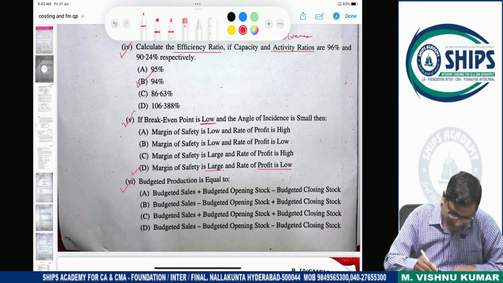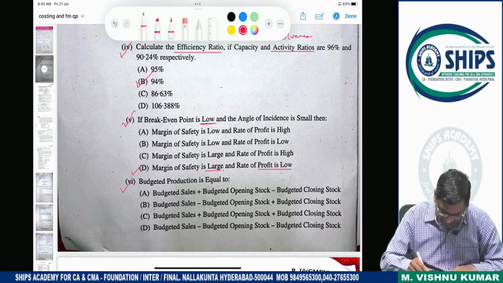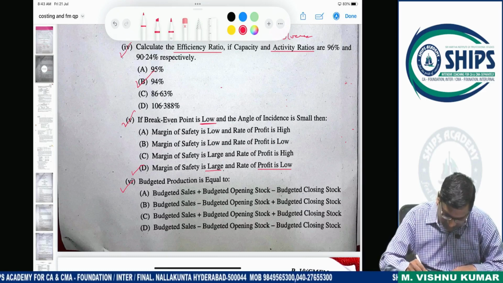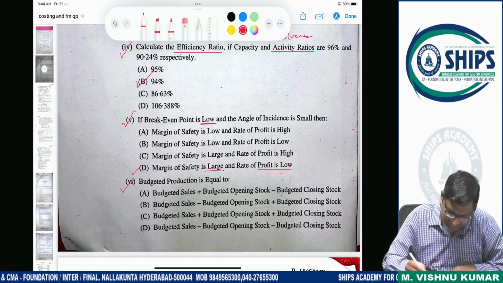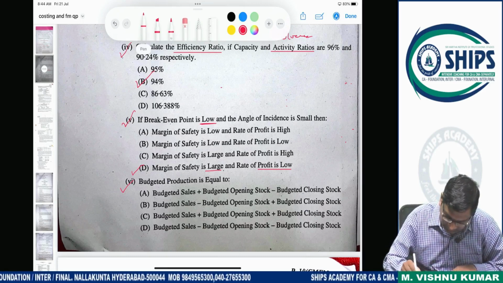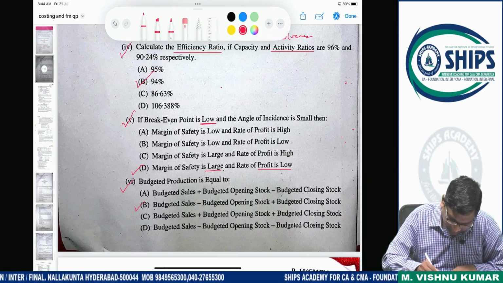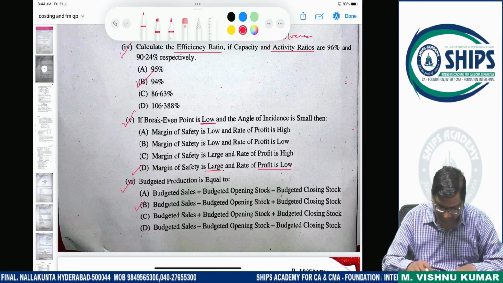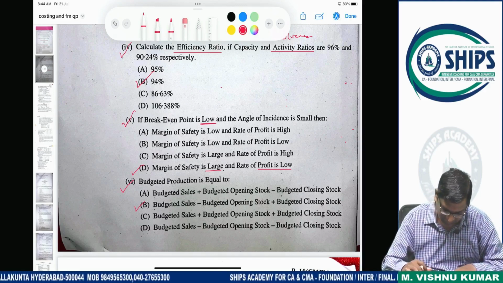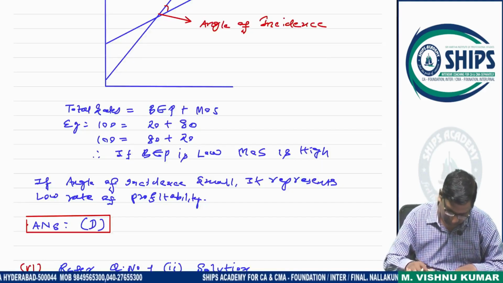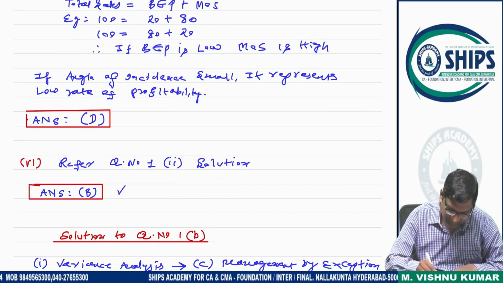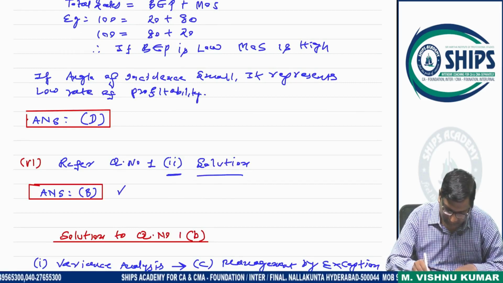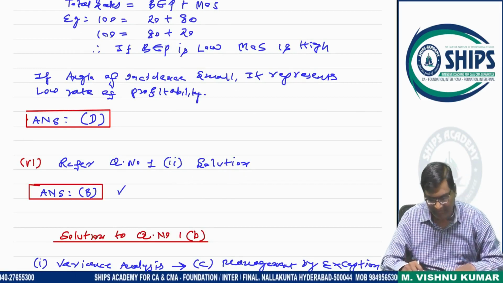So check where this is coming. Budgeted sales plus closing stock minus opening stock. Where is this coming? So this is budgeted sales plus closing stock minus opening stock. B. In B it is coming. So sales minus opening stock plus closing stock. So answer is B here. Clear? So this is B. So refer question number 1, second solution. Already I mentioned. Yes, sir.